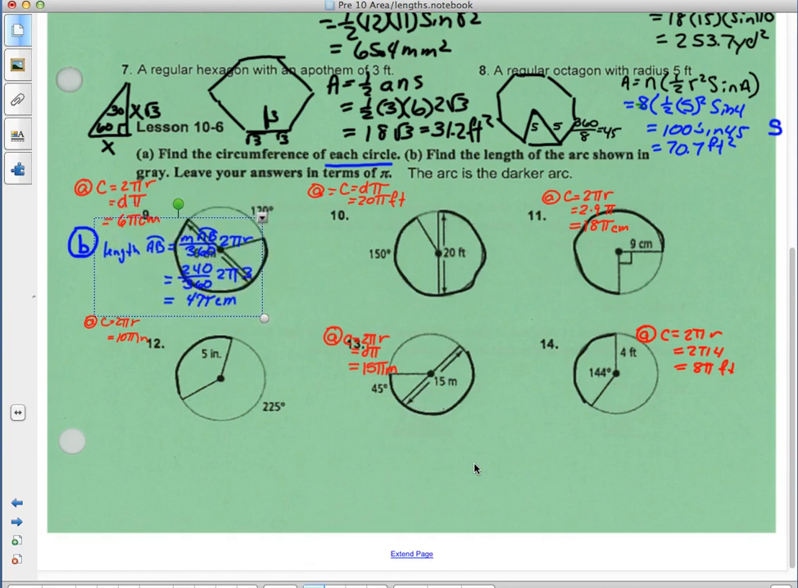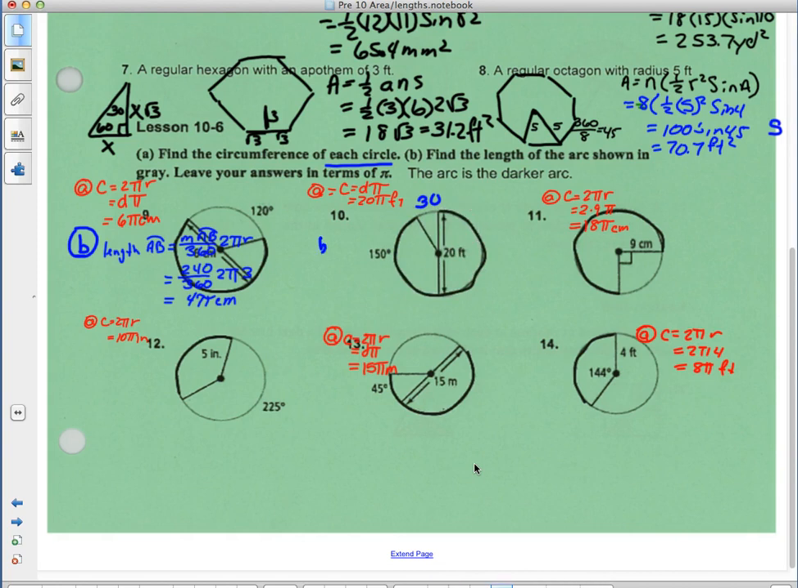Okay, now in 10, same idea. I'm looking at this. This is 150. This is 180. So I've got a 180 plus 150, and I've got a 330, so this is 60. Excuse me, this is 30. This is 30, and I'm finding a 330 arc. So we're going to take care of this and get this out.